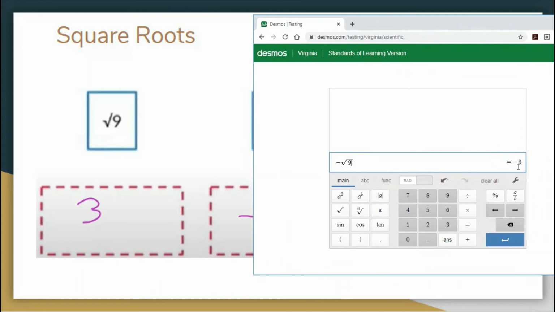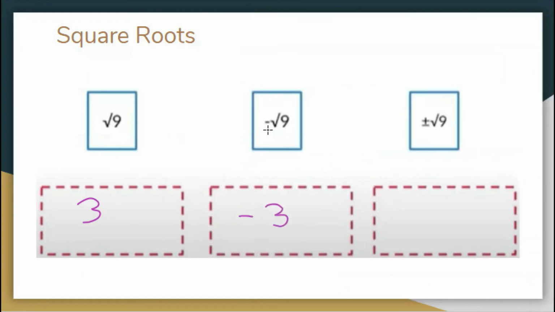And it's just negative 3. They're looking for the negative square root of 9, and the negative square root of 9 is negative 3.